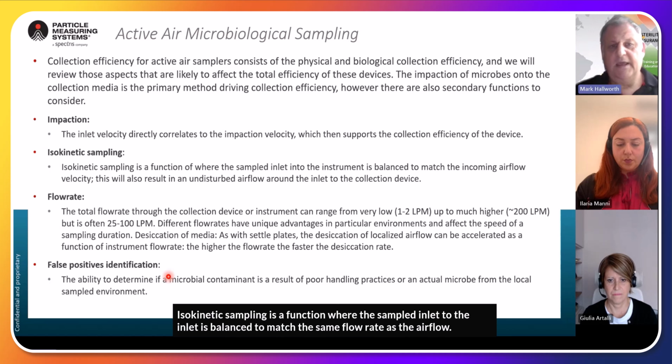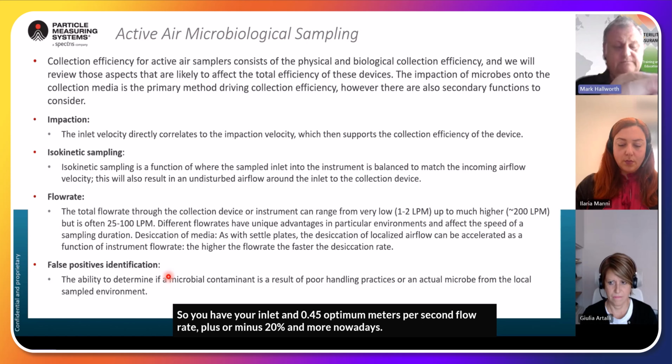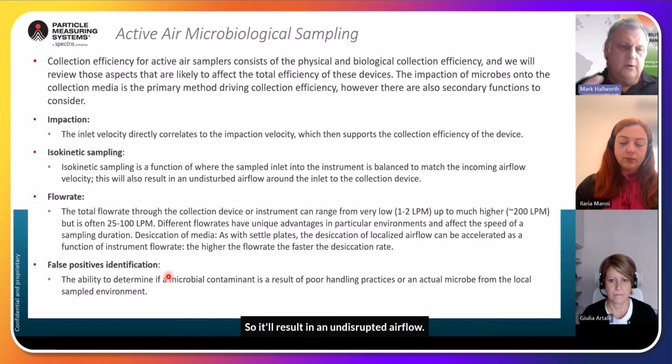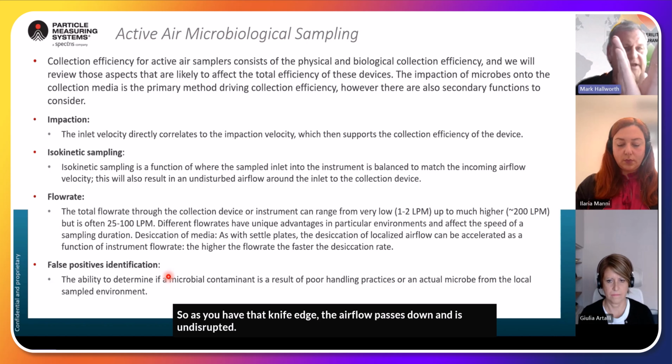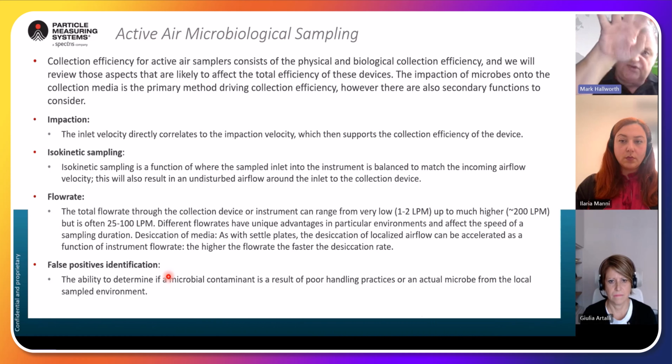Isokinetic sampling is a function where the sampled inlet is balanced to match the same flow rate as the airflow. So you have your inlet and 0.45 meters per second optimum flow rate, plus or minus 20% and more nowadays. So it'll result in an undisrupted airflow. As you have that knife edge, the airflow passes down and is undisrupted. There's no disruption to the airflow. There's no recirculation on the back end. It is a true sample.